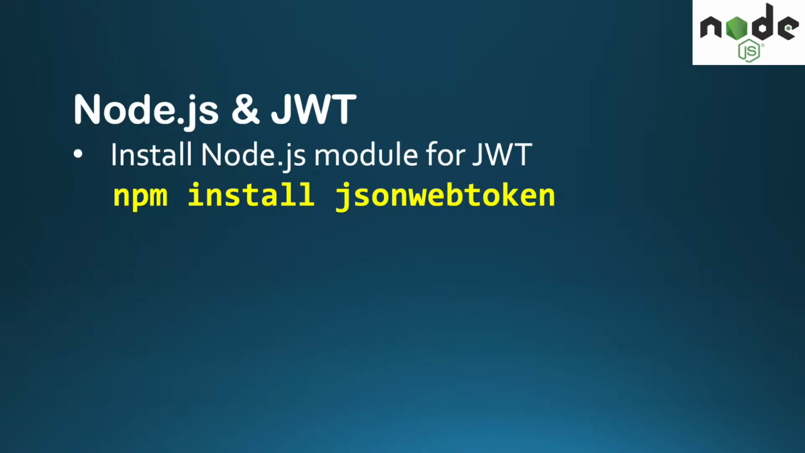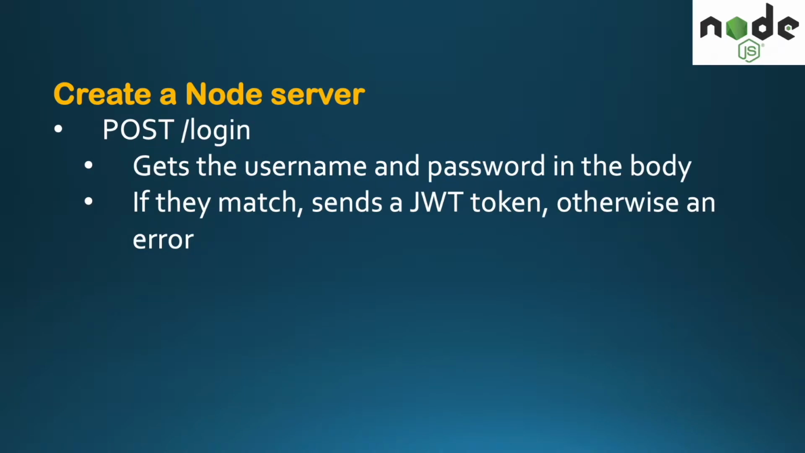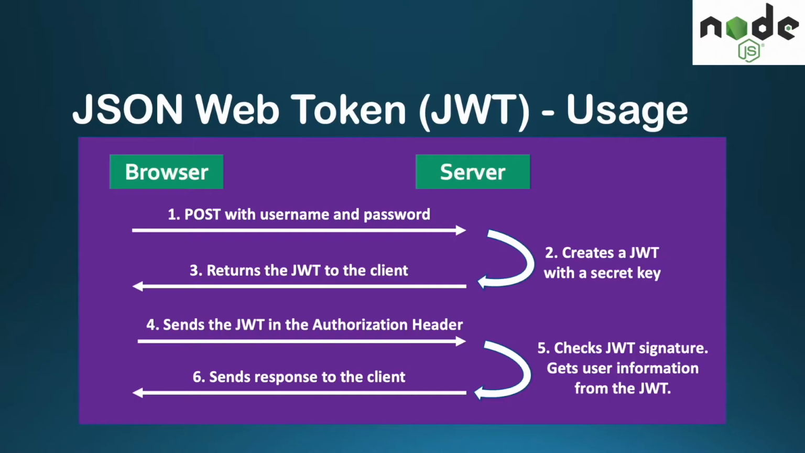How do we use that in Node.js? There is a Node.js module for JWT, and we can install it using the standard command npm install jsonwebtoken. Now that we have done that, let's look at a couple of exercises as to how to use it. The first exercise is to create a node server wherein we have a post /login. It gets the username and password in the body, and if they match, it sends a JWT token, otherwise an error. So this is the first part of the usage that we saw.